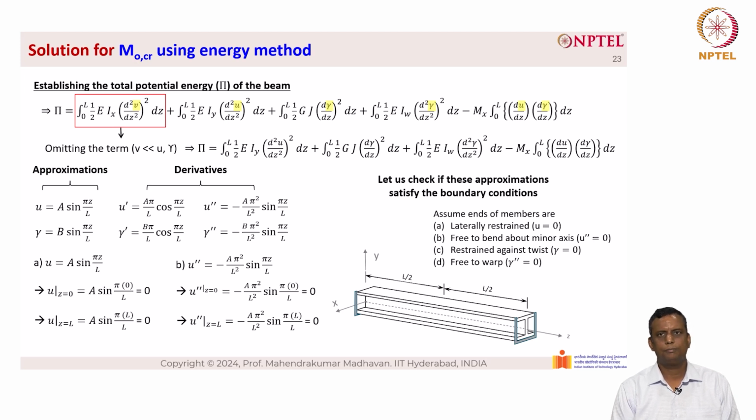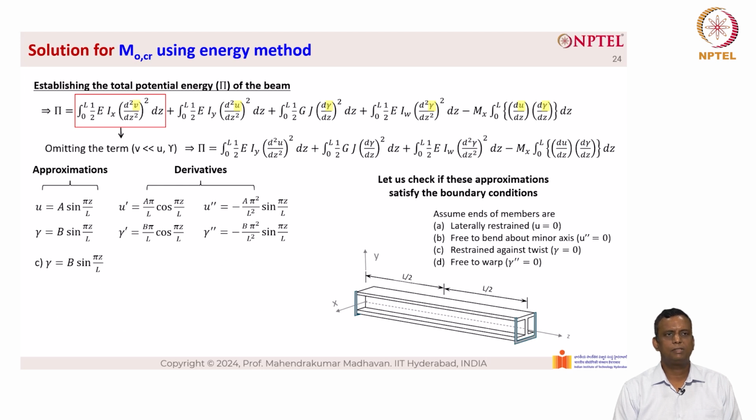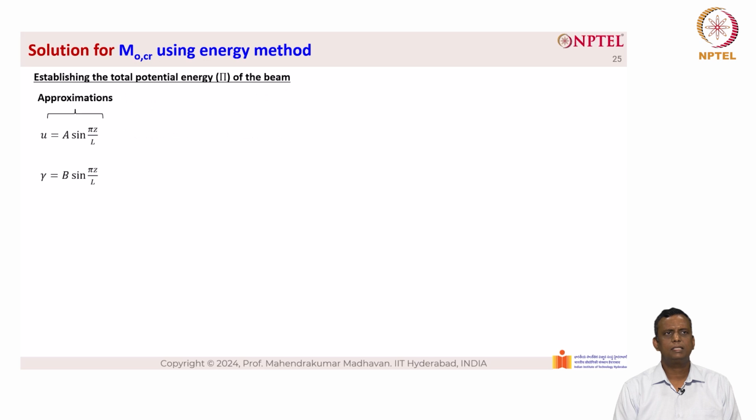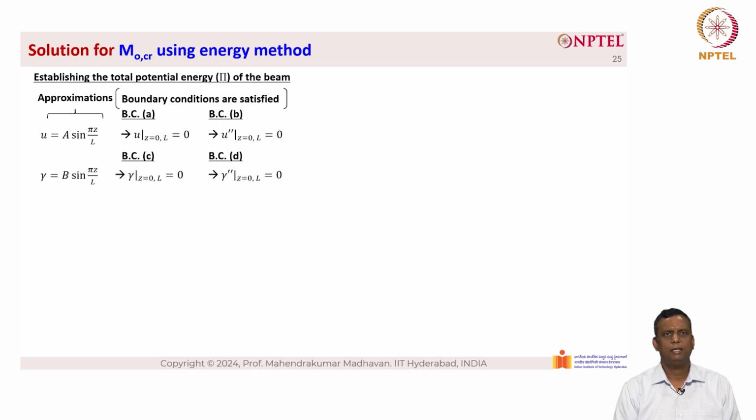Now let's look at the boundary conditions for γ equal to B sin(πz/L). γ at z equal to 0 is 0 because sin 0 is 0. Similarly, γ at z equal to L is also 0. γ'' at z equal to 0 is 0, and γ'' at z equal to L is also 0 because sin π is 0. Now we can understand that the deflection function and the rotation function satisfy all the boundary conditions, which are A, B, C, and D.